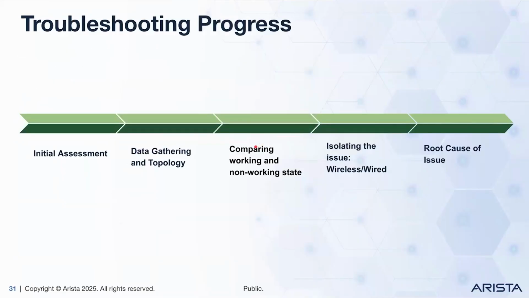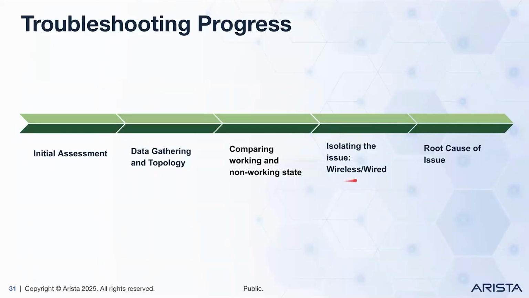So let's quickly walk through how we got to that conclusion. We started with a basic initial assessment. We looked at the impacted SSID, when the issue had started and what the clients were reporting. Then we collected data during the issue window, which also included the timeline of the issue, which helped us in the later troubleshooting stages in CloudVision. Then we compared the working and the non-working state by comparing the ping responses, and we validated what was different between the issue state and the non-issue state.